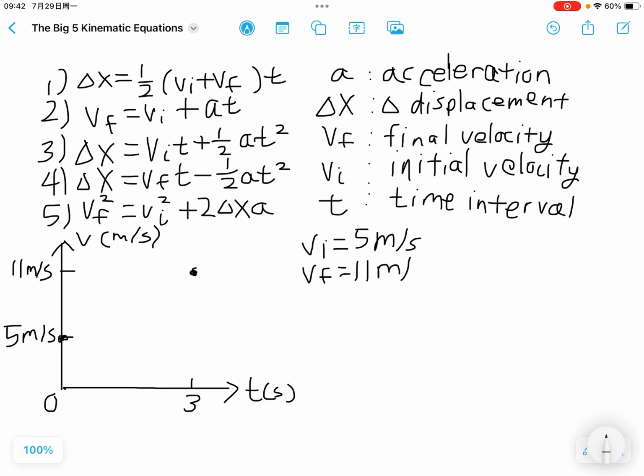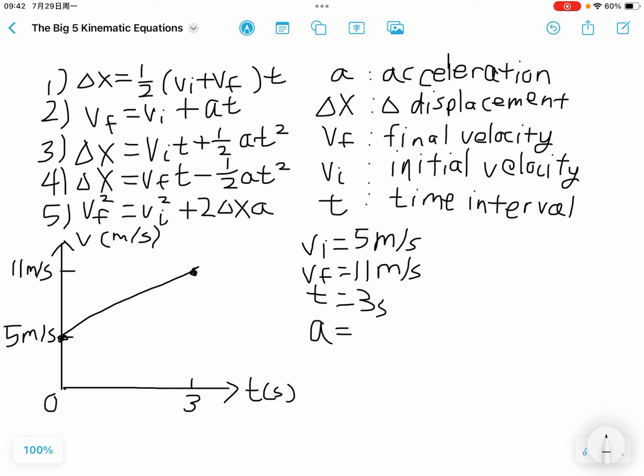So vf here is going to be 11 meters per second. My time is going to be 3 seconds because I had 3 seconds to do this motion. So now we just want a and delta x. So we're going to derive a formula based on the calculations of a and delta x. So firstly, let's just connect this. So we know that this is approximately what it looks like for our velocity and time graph, because the velocity increases as our time passes on, so that it starts from 5 and it reaches 11.